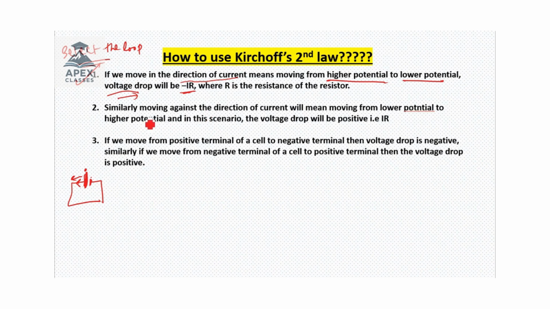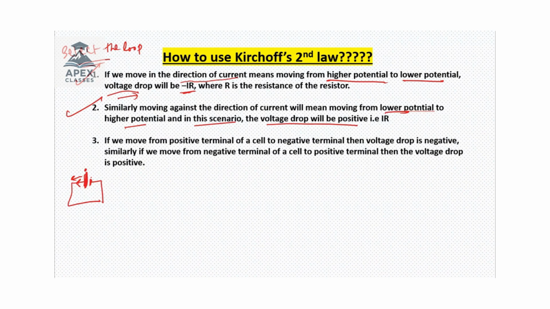Keep this in mind. Okay, now the second rule is similarly moving against the direction of current. अगर हम लोग current के opposite direction में जाए, so what will happen? So we are moving from lower to higher potential. And in this very scenario, what will happen? The voltage drop will be positive. Why positive? Because lower to higher में जा रहे हैं ना, तो automatically the voltage drop positive होगा. Because previously क्या था? Higher to lower, negative, minus IR. So lower to higher it will be positive, plus IR.